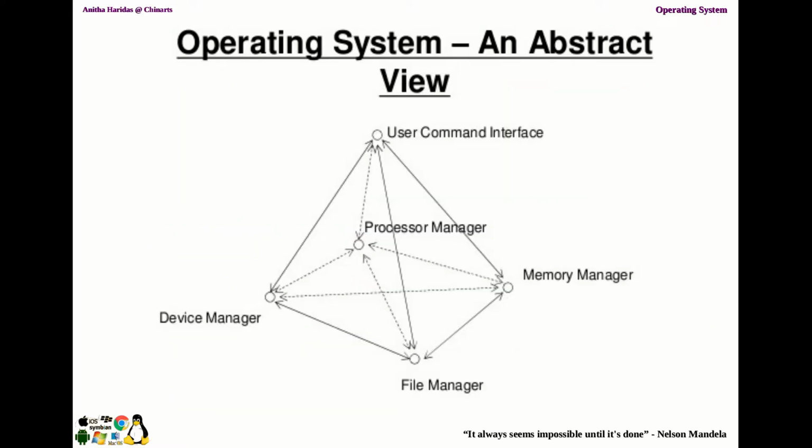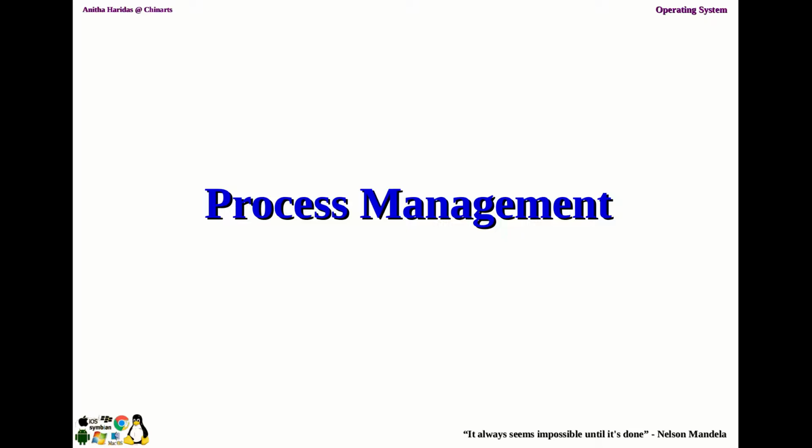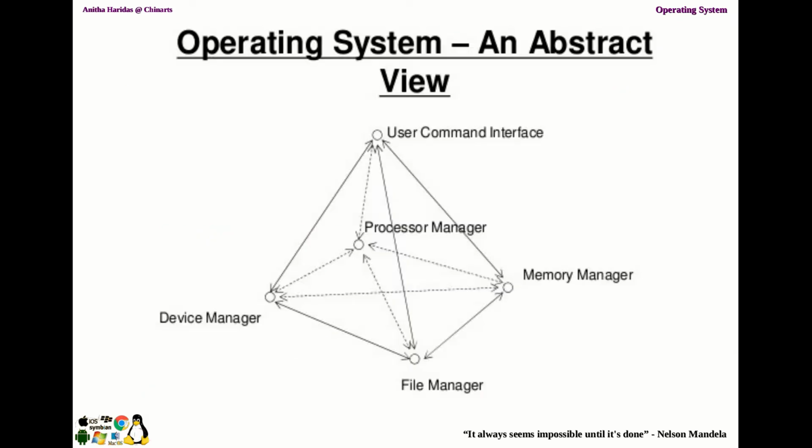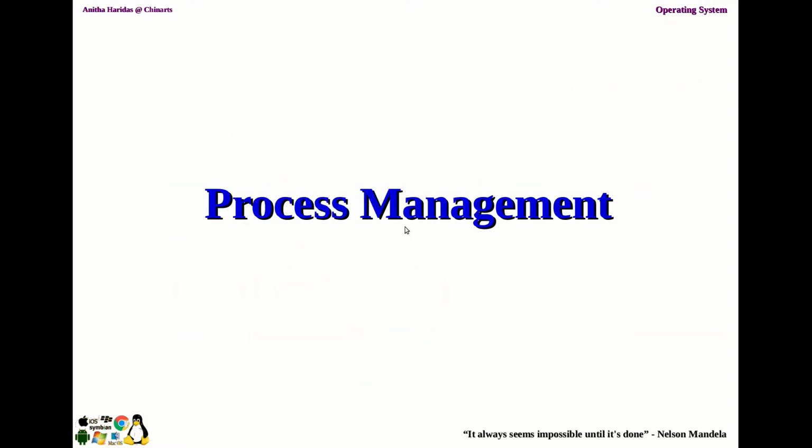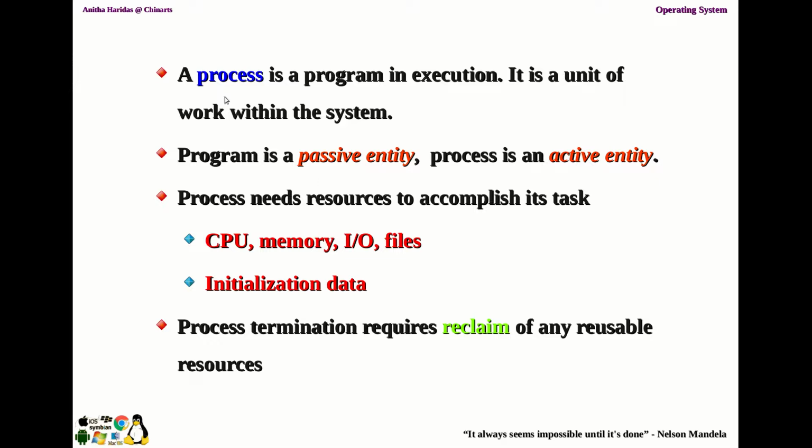So based on this abstract view, we are going to talk about what we mean by process management. This process management is handled by the processor manager. So this module will be responsible for process management. We know what a process is. We had already discussed that a process is nothing but a program in execution state. Any program in execution state is what you call a process, and it is a unit of work within the system. So you can say that a program is a passive entity and a process is an active entity.